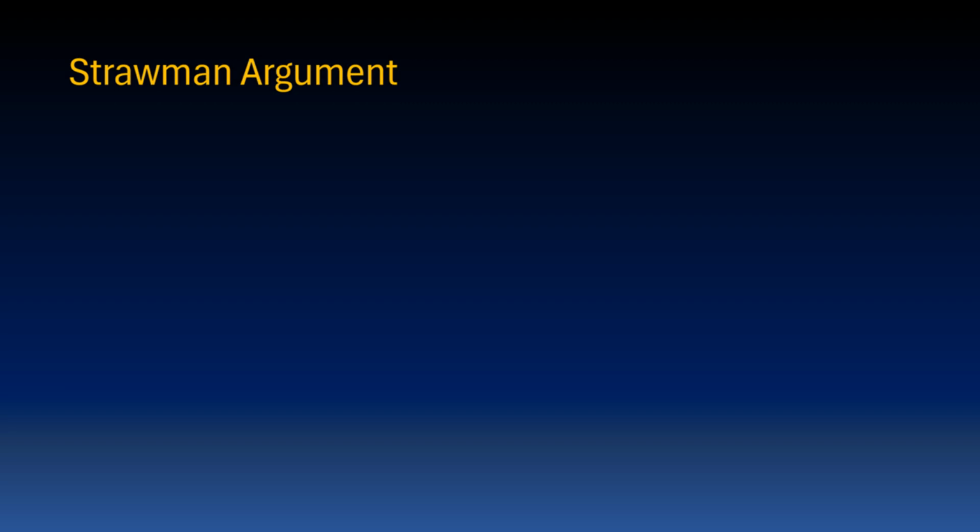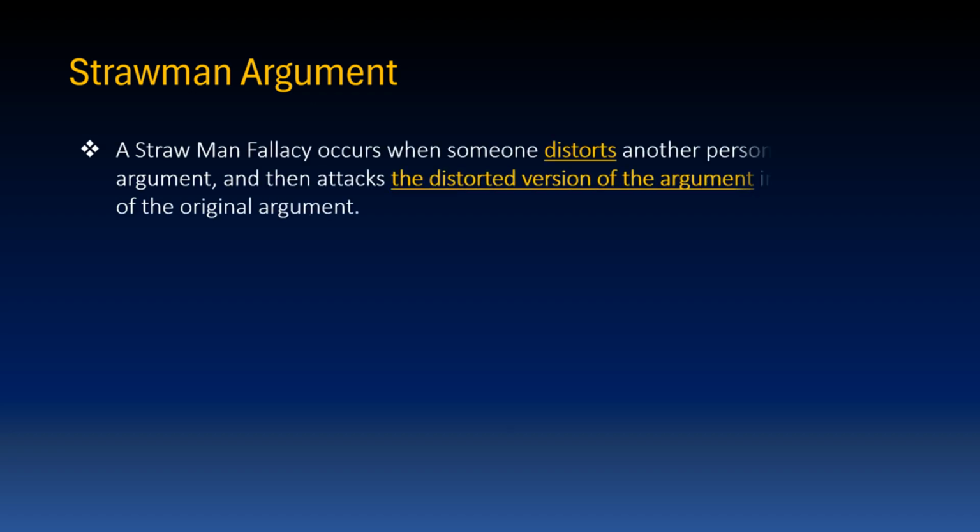In this video, we are going to study about Strawman argument. A strawman fallacy occurs when someone distorts another person's argument and then attacks the distorted version of the argument instead of the original argument. Let us try to understand this argument with the help of a few examples.